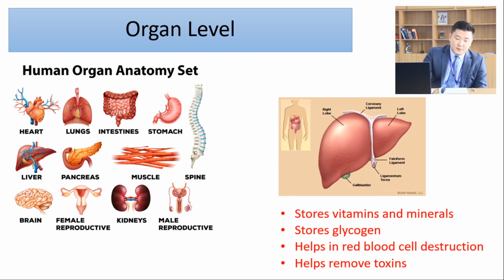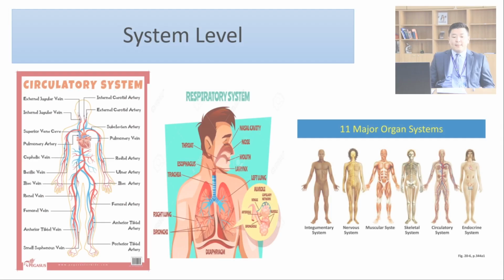Next example, we have the liver. It's on the right side. It stores vitamins and minerals. Also stores glycogen. Glycogen is a stored form of energy. It helps in red blood cell destruction, helps to destroy all old red blood cells. And last, it helps to detoxify the blood to get rid of harmful substances.